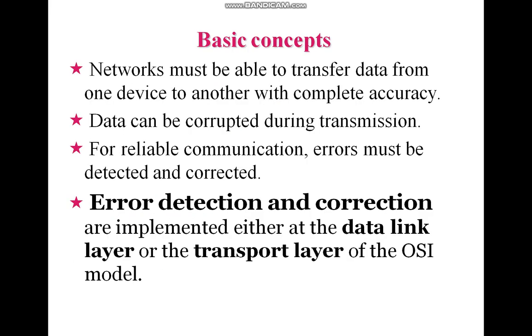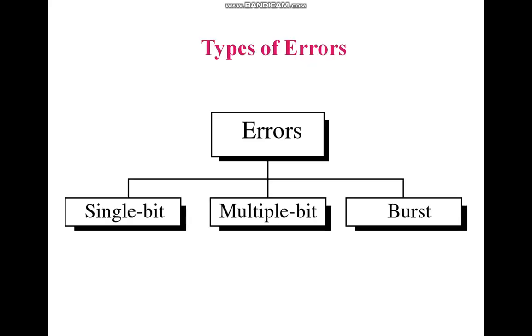A network must be able to transfer data from one device to another with complete accuracy. Data can be corrupted during transmission. For reliable communications, errors must be detected and corrected. Error detection and correction are implemented either at the data link layer or in the transport layer of the OSI model.